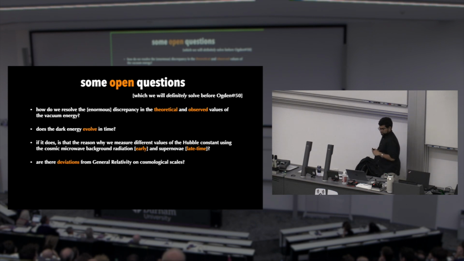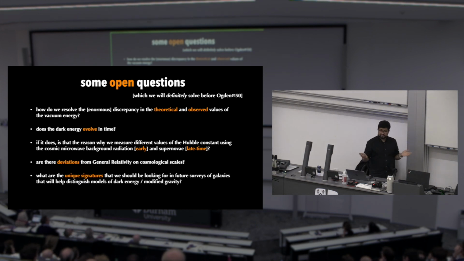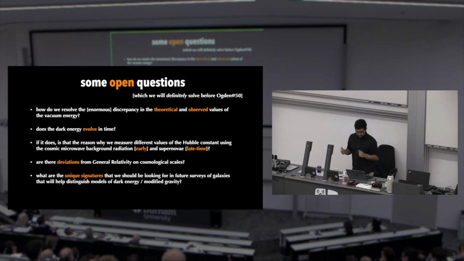Are there deviations from general relativity on cosmological scales? And if there are, then what are the unique signatures that we can look for that will help us eventually pin down the true nature of gravity? So I'll leave this with you to think about, and that's the end of my time. So thank you.